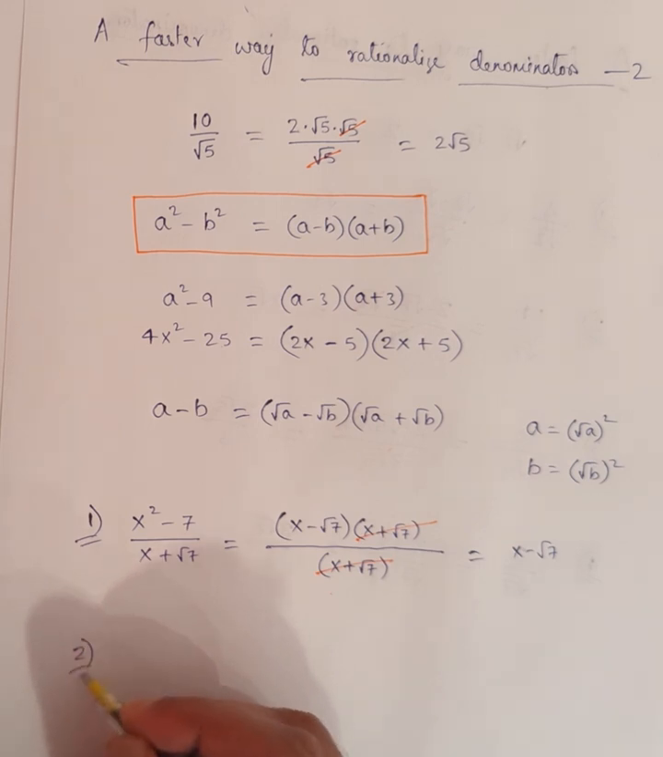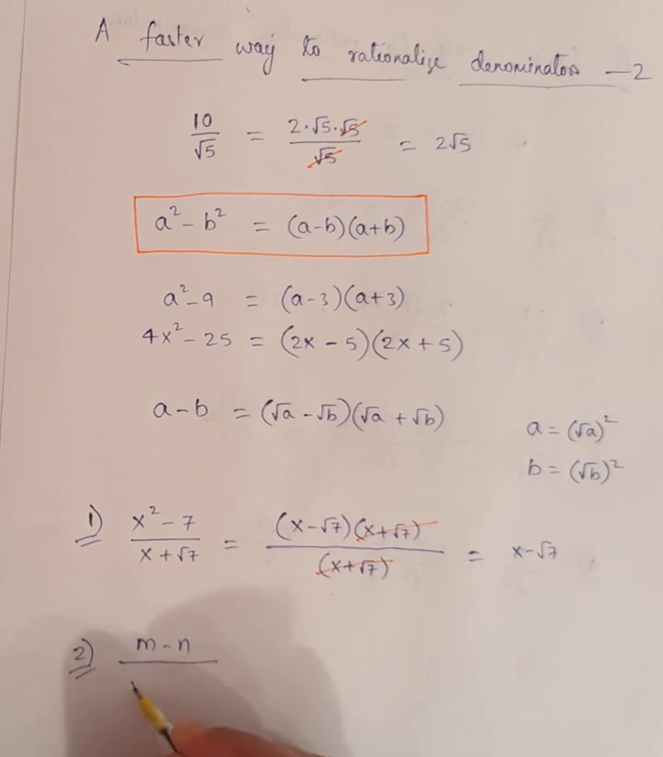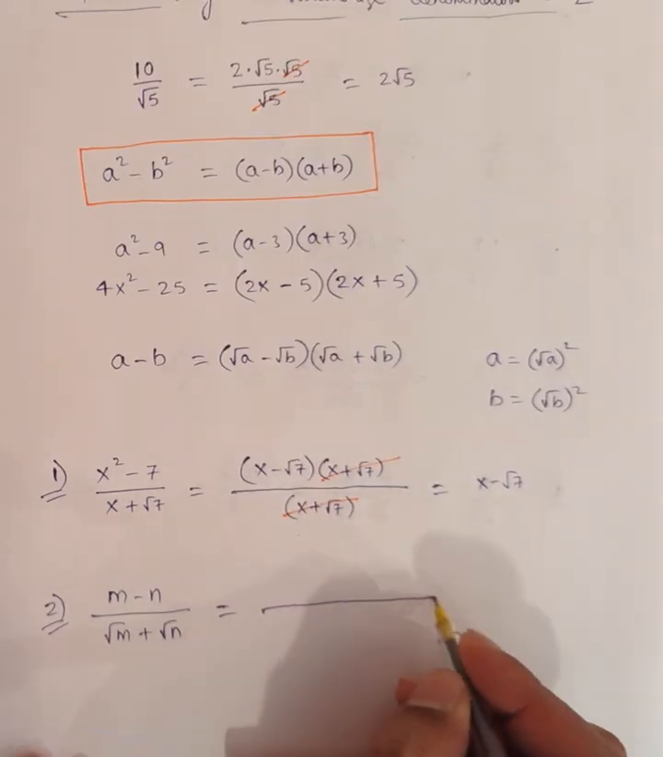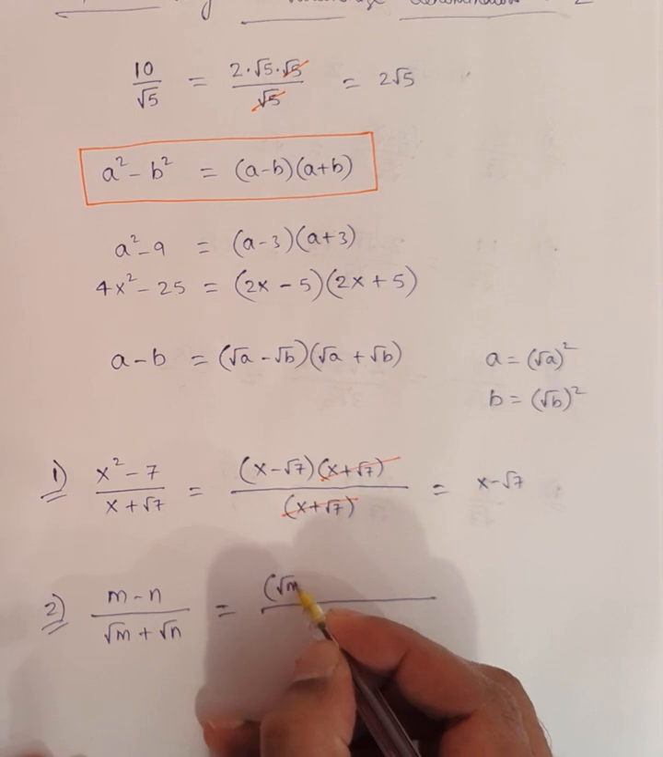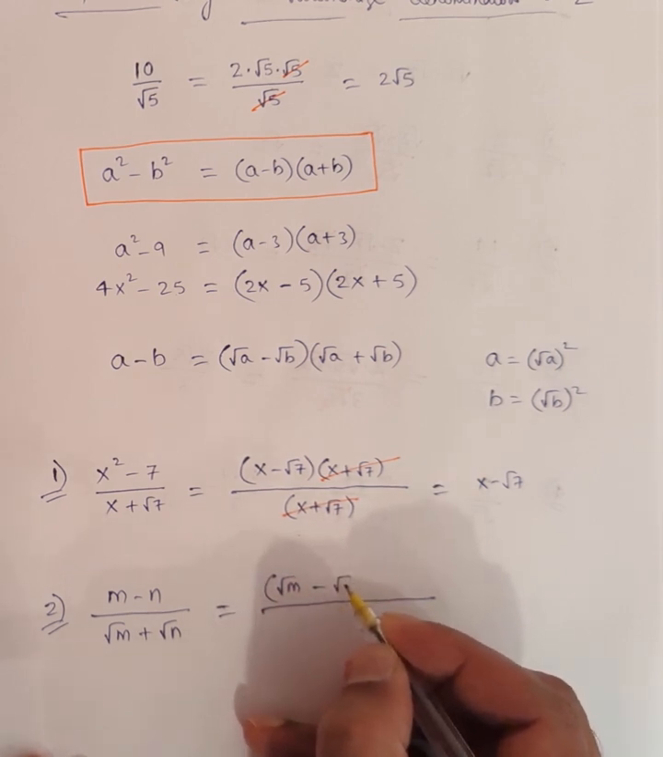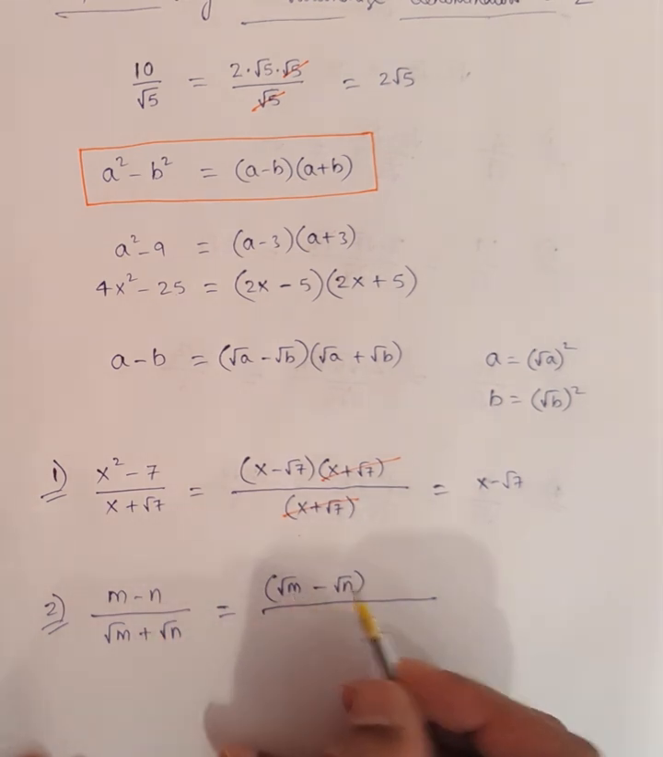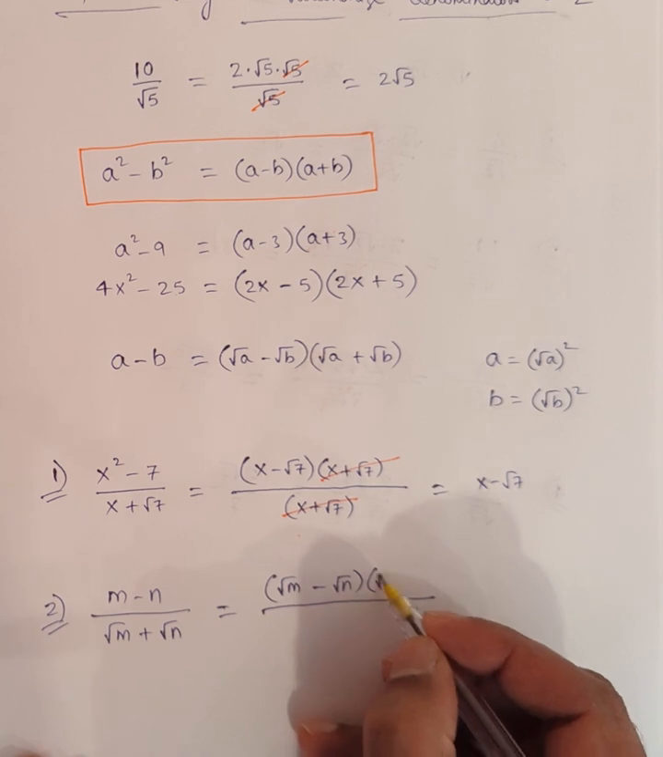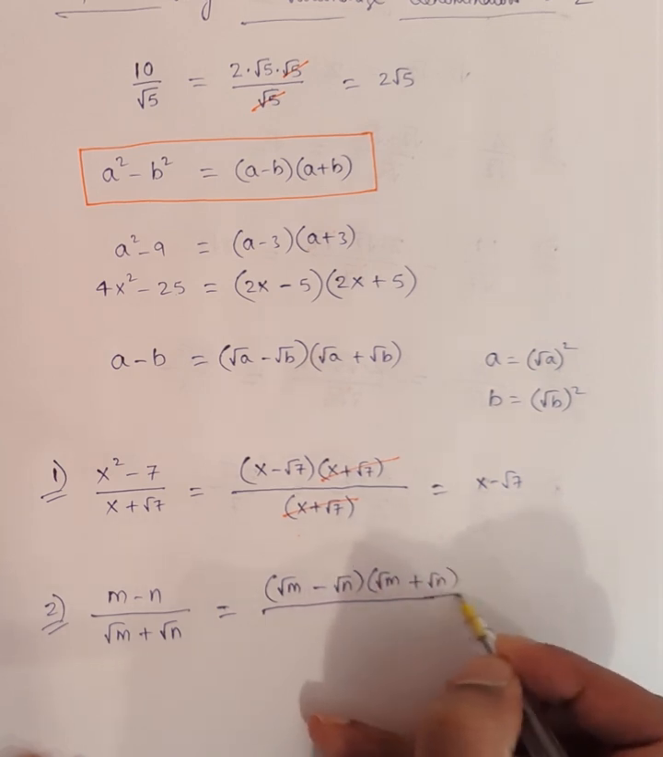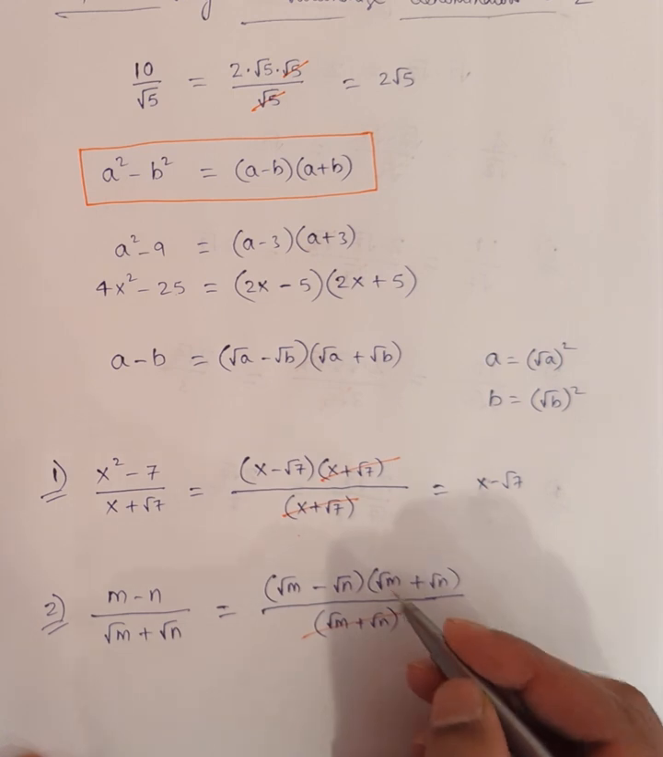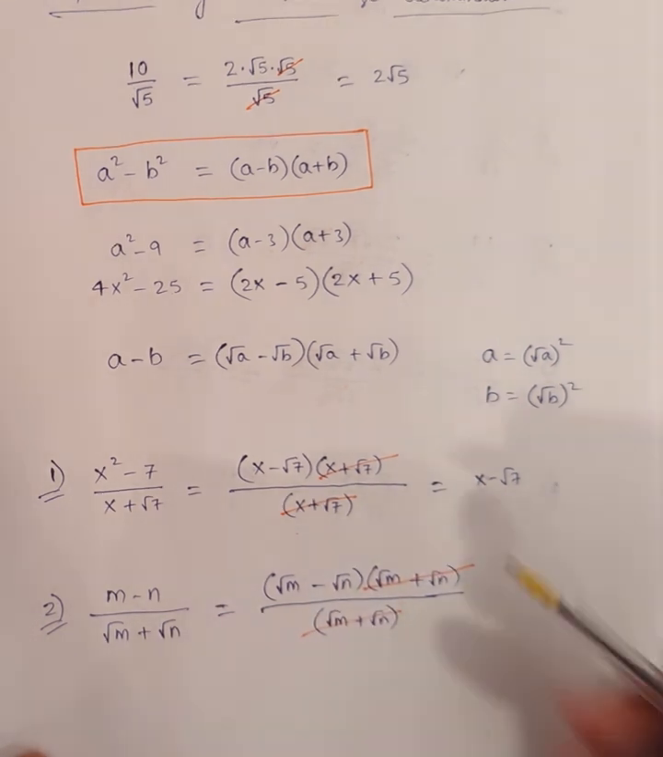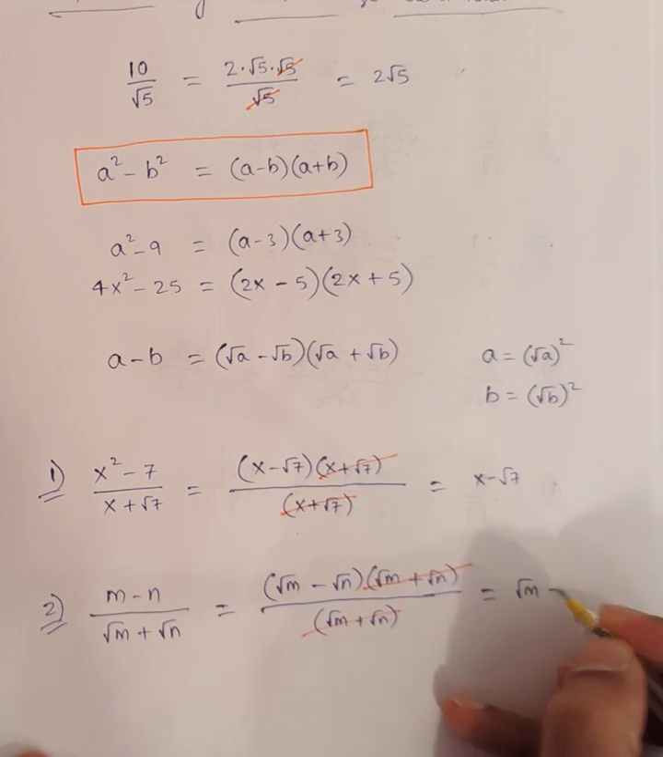Now let's look at one other example. Say you have m minus n over square root of m plus square root of n. So again, we can think of m and n as squares. So m comes from squaring root m, and n comes from squaring root n. So a is root m and b is root n basically. So this is going to be root m minus root n times root m plus root n, and the denominator is root m plus root n, which matches with one of the factors. So you can cancel the common factor, and you are left with square root of m minus square root of n.